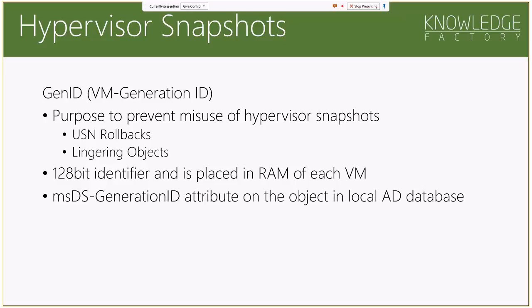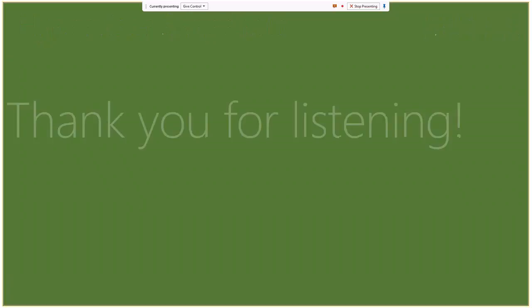In the case of a snapshot, the invocation ID is reset, same as in a non-authoritative restore, and the RID pool block in use is discarded. This effectively designates the domain controller as a new replication partner for other domain controllers, so they replicate in necessary changes to avoid USN rollbacks and lingering objects. So, in reality, we do a restore. That's how it works. And I think I'm actually a few minutes overdue.